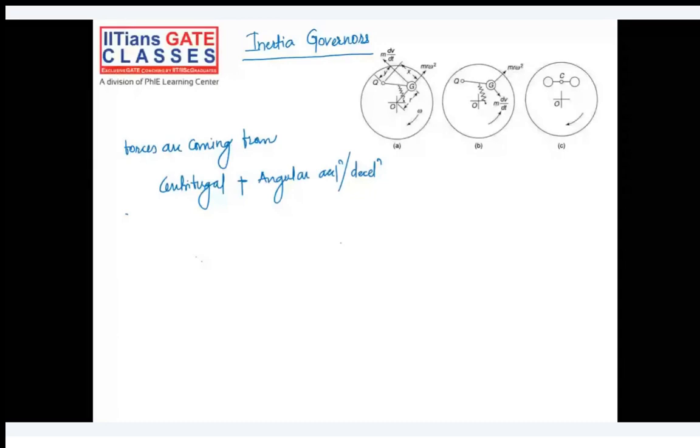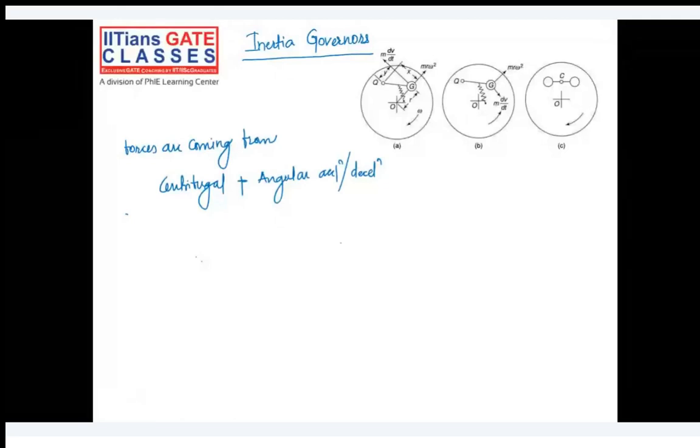So as described earlier, I can say that an inertia governor is based on the principle of inertia of matter and is operated by angular acceleration or deceleration in addition to the centrifugal forces. So let's understand through figure A. Let's focus on figure A.